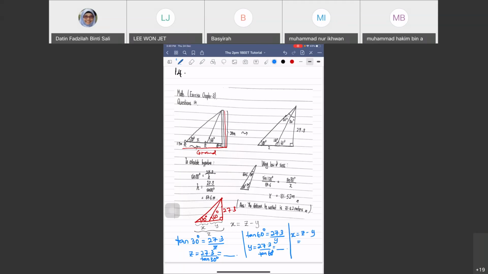Did you get the same answer or not for this one? Wanjet, can you try to compute? What do you get?